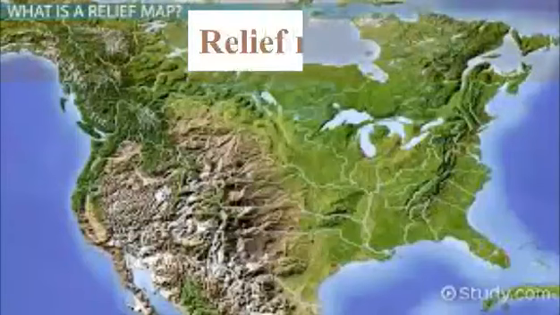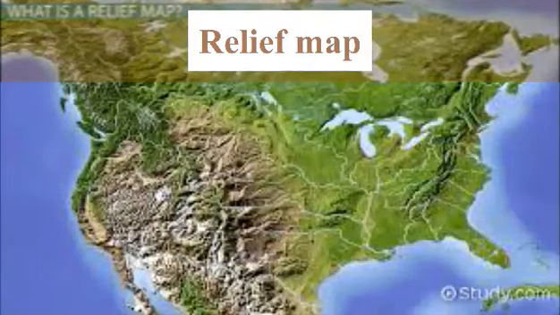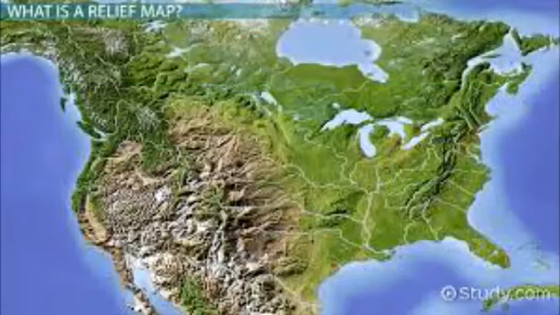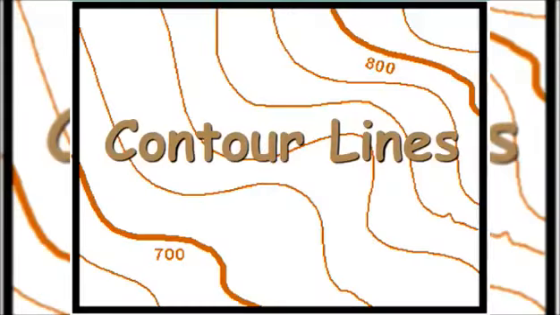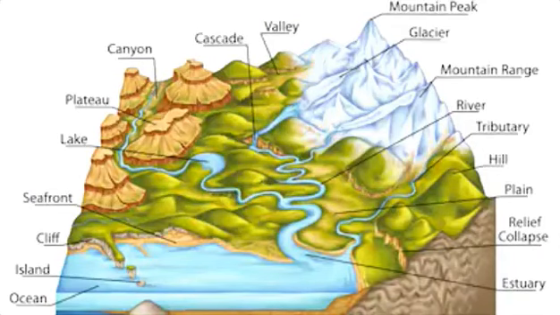Third one is the relief map. A map indicating hills, mountains and valleys by shading rather than by contour lines alone. A relief map is actually that map which shows the physical appearance of the ground.